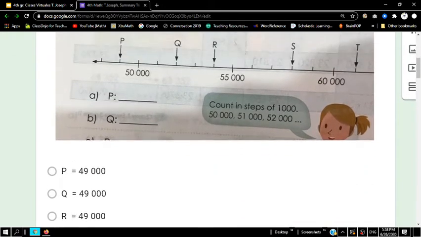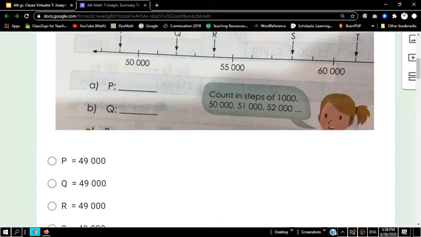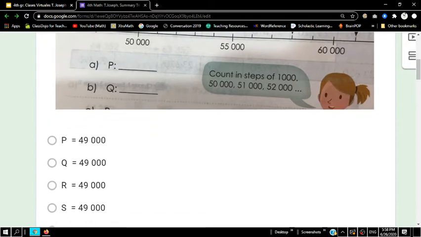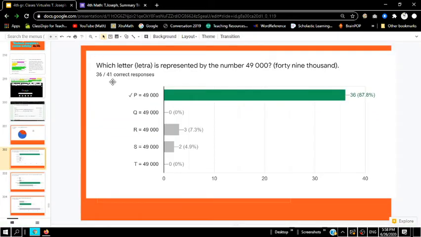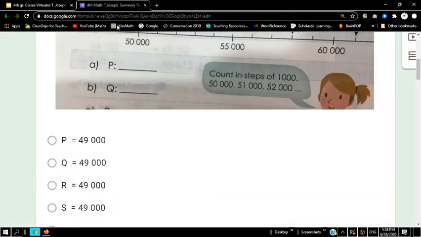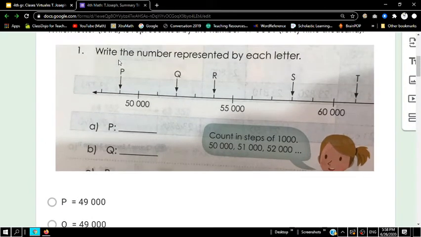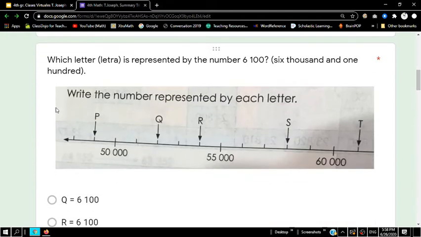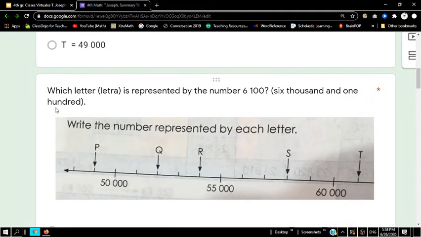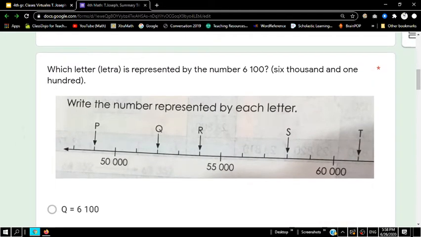Okay, Q is 52,000 and R is 54,000. So none of those are correct. It's actually P. Okay, that was the letter that was represented on the number line. Okay, the next question says, which letter is represented by 6,100?